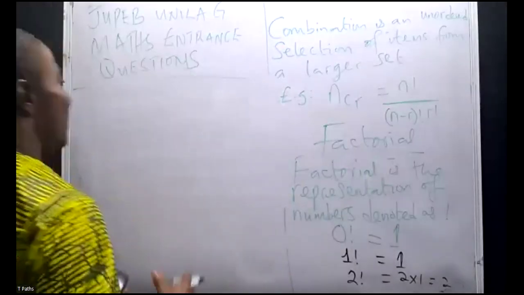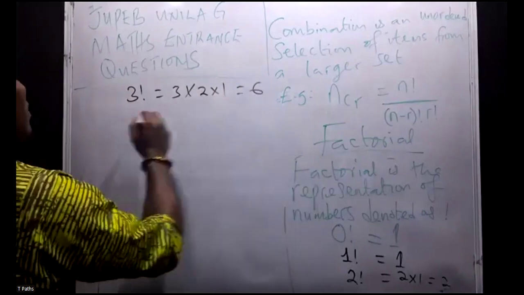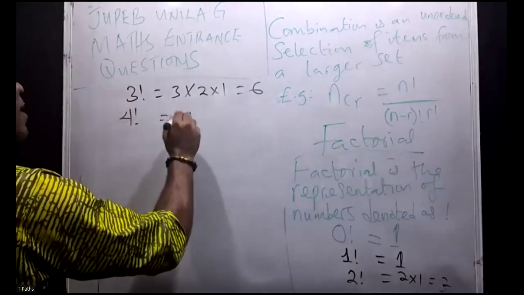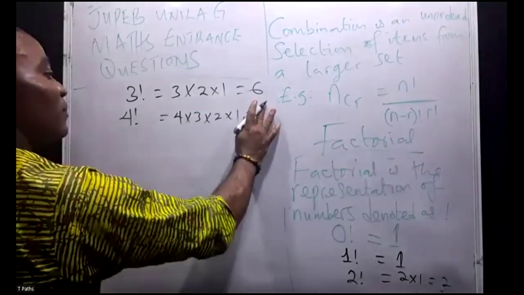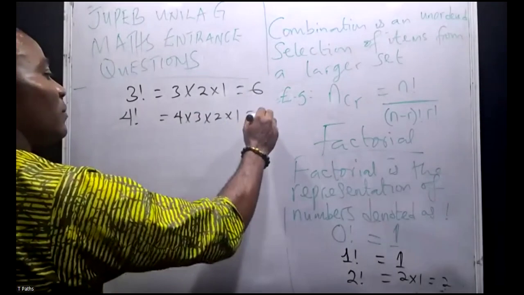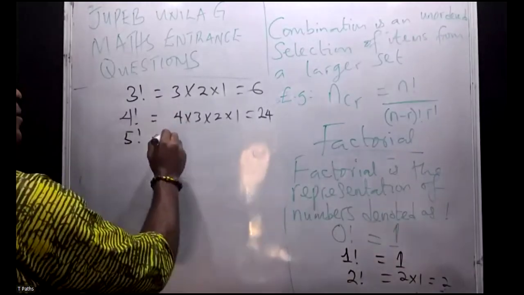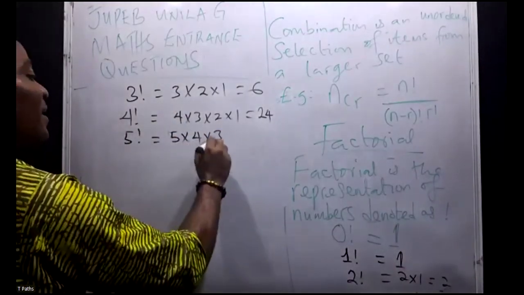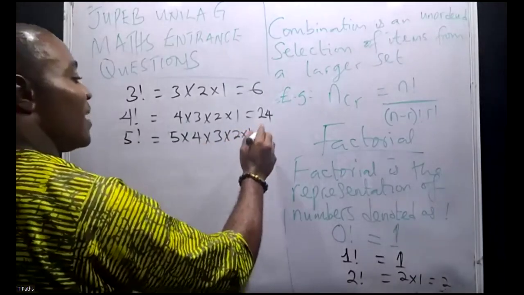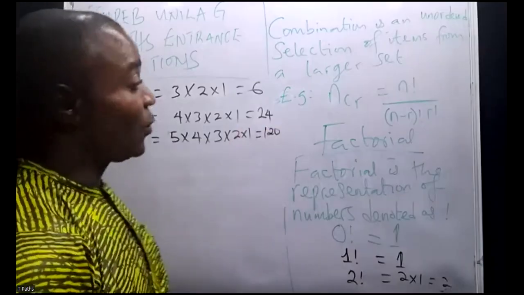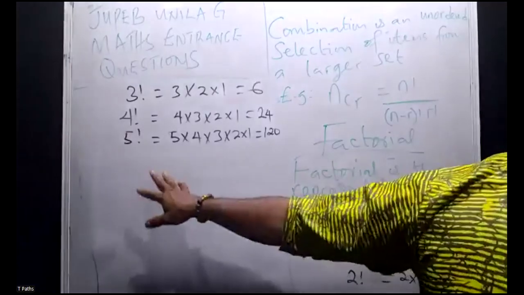Then we have 3 factorial. In that order, it is 3 times 2 times 1, which is 6. 4 factorial is 4 times 3 times 2 times 1, which gives us 24. Then 5 factorial is 5 times 4 times 3 times 2 times 1. You can see the order. That gives us 20 times 6, that's 120. So on and so forth. So that's what factorial is all about.